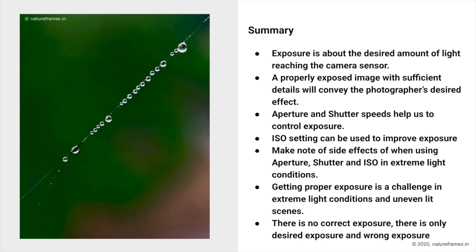Aperture and shutter speeds help us to control the exposure. ISO setting can be used to improve exposure. Make note of side effects of using aperture, shutter and ISO in extreme light conditions. Getting a proper exposure is a challenge in extreme light conditions and unevenly lit scenes. There is no correct exposure. There is only a desired exposure and wrong exposure.